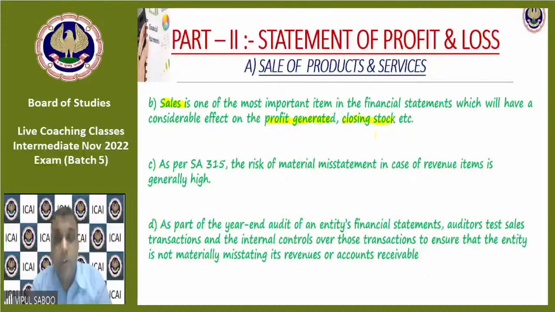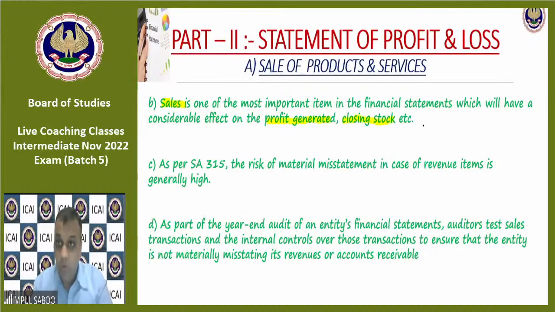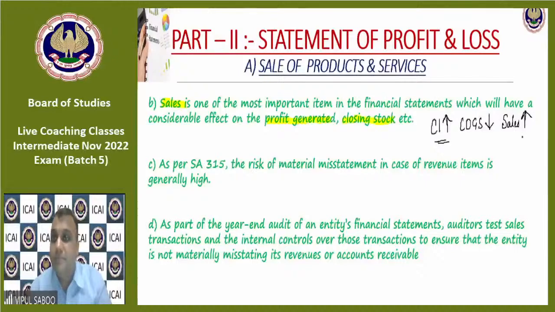More is the value of closing stock, less is the cost of goods sold. You know the cost of goods sold equation: opening stock plus purchases plus direct expenses minus closing stock is equal to cost of goods sold. So more the value of closing stock, less is cost of goods sold. If cost of goods sold is less, your sales in amount would be high. Direct relation.